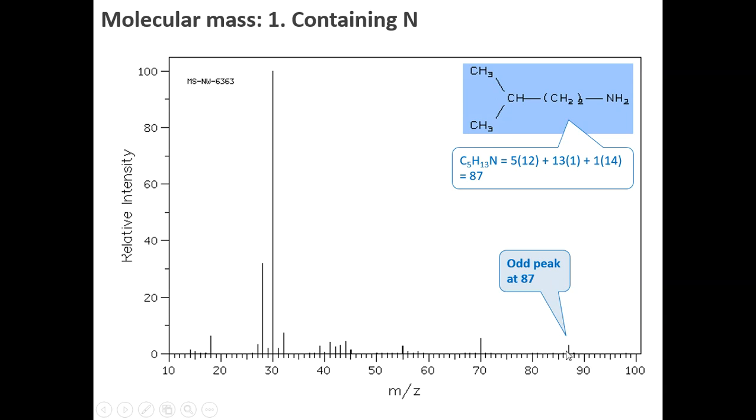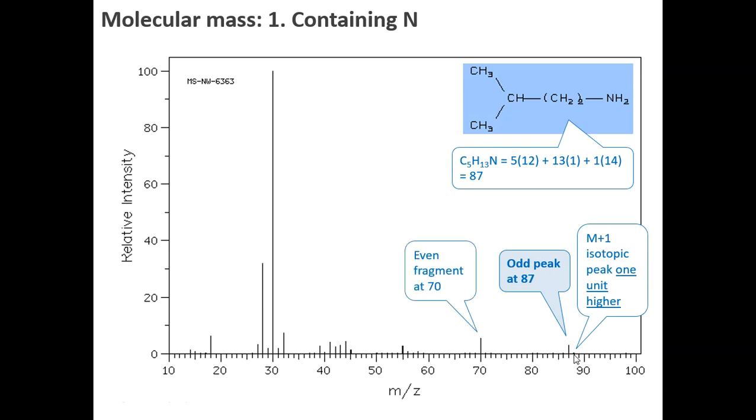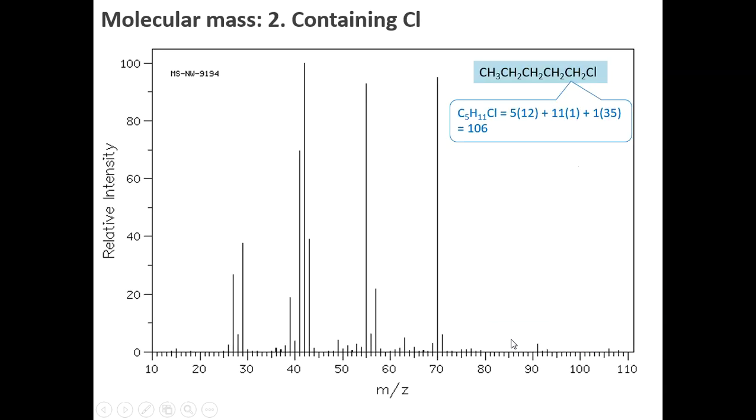So the peak, first of all, you notice is odd. That means there must be an odd number of nitrogen atoms present in the molecule. This little peak over here, if I can just get my cursor, is 1 unit higher in a 60:1 ratio, so very tiny. That is a carbon-13 isotopic peak. We also see that there are even fragments, which is another indicator that nitrogen is present. So we know this molecule contains nitrogen.